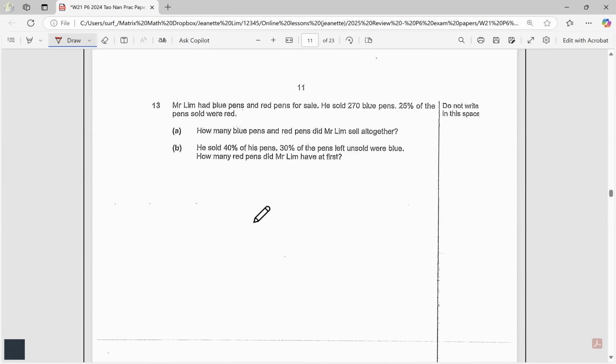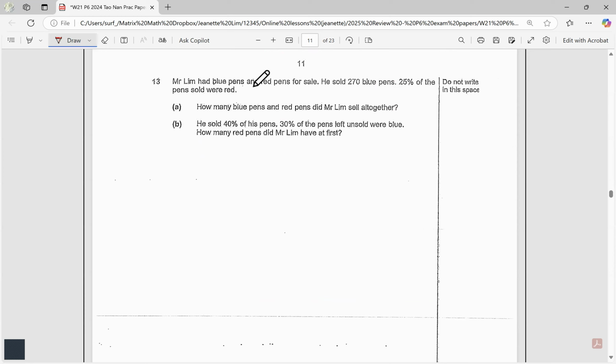Okay, question 13. Mr. Lim had blue pens and red pens for sale. He sold 270 blue pens. 75% of the pens sold were red. How many blue pens and red pens did Mr. Lim sell altogether? We already know the number of blue pens that he sold, right?